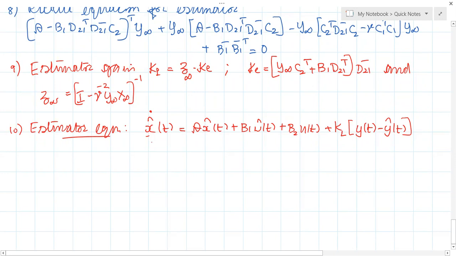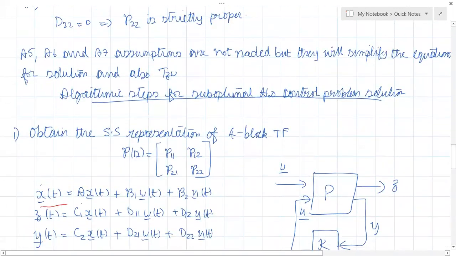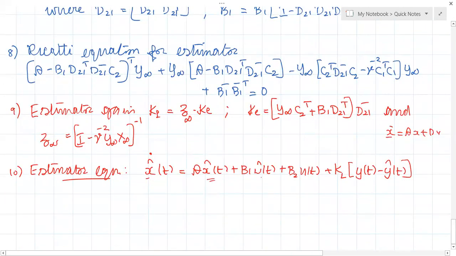For a normal state space representation, what is the plant? X dot equals AX plus B. Okay, so here, if you keep in mind, what is our plant equation? Our plant equation is X dot equal to AX plus B1 W plus B2 U. So there will be an additional term for the estimator part. That's the only difference. There is an X term, a W term, a U term, plus some term corresponding to the estimated state, the X hat term.